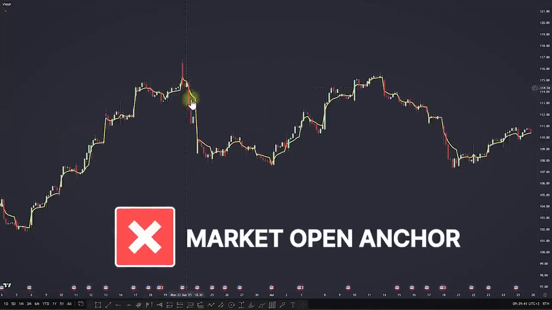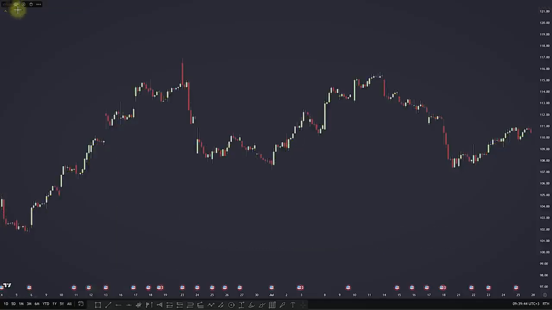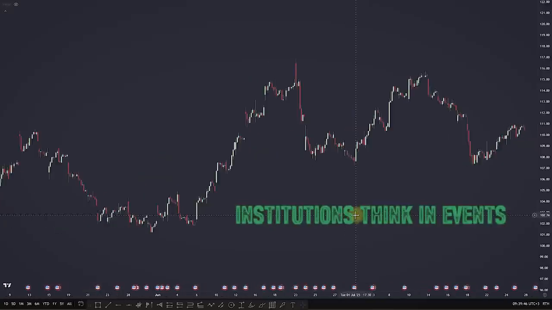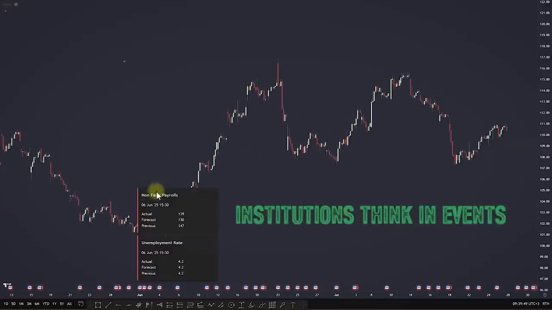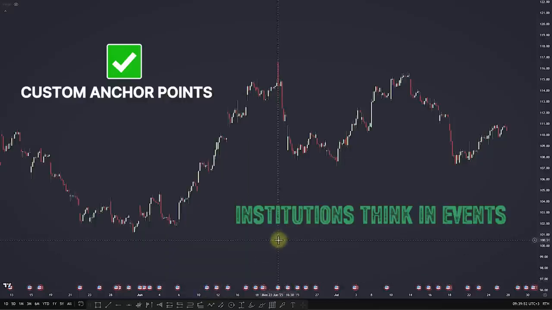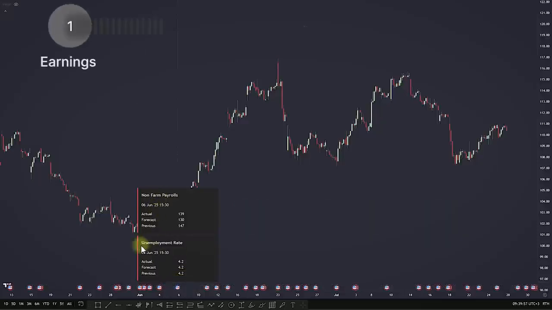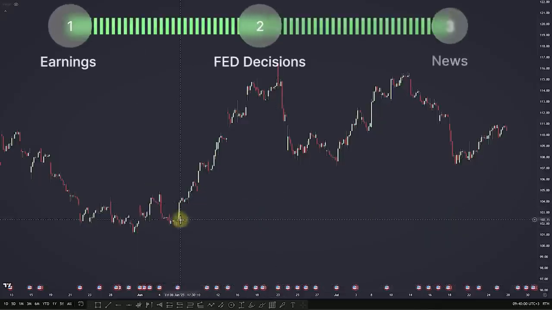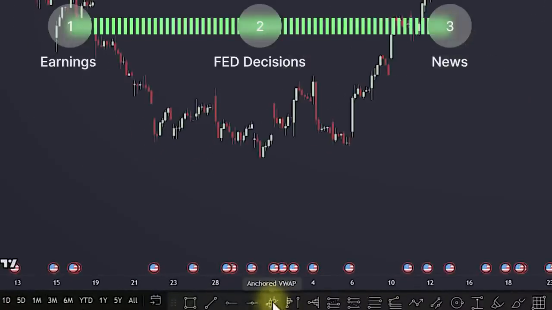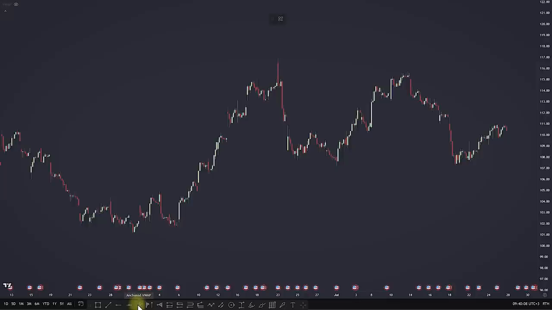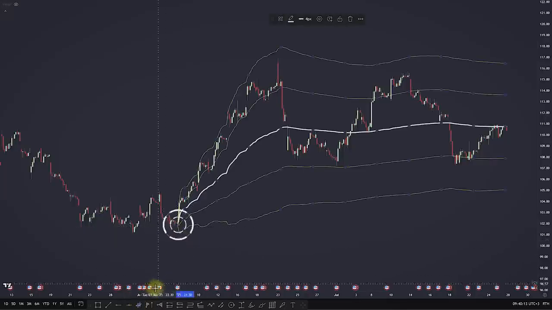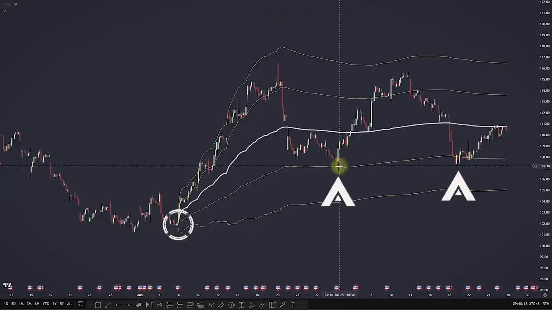Session VWAP resets every day at market open. But institutions don't think in daily sessions. They think in events. What you really want is custom anchor points. VWAP anchored to major events, earnings announcements, Fed meetings, company keynotes. These create much more powerful levels than random daily resets. The result is that you start seeing VWAP levels that institutions actually respect. Event-anchored VWAP shows you where the big money positioned themselves around major news.